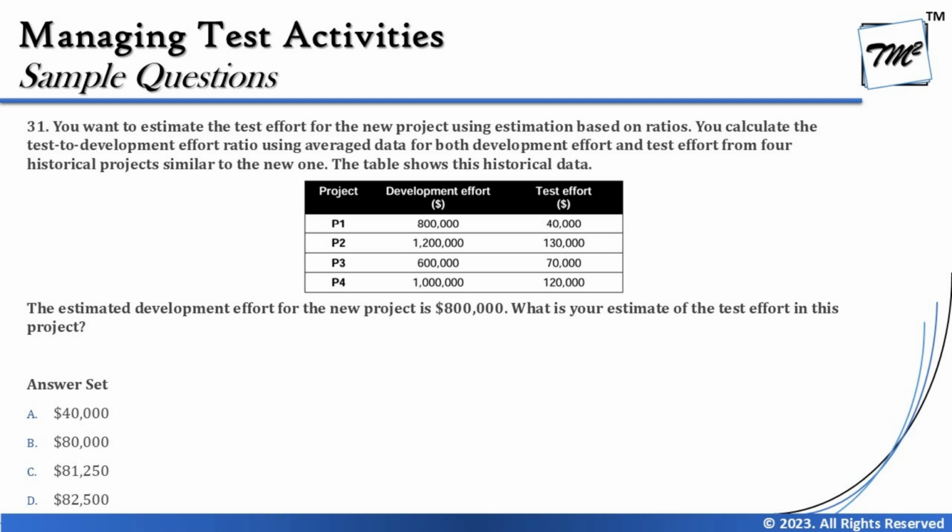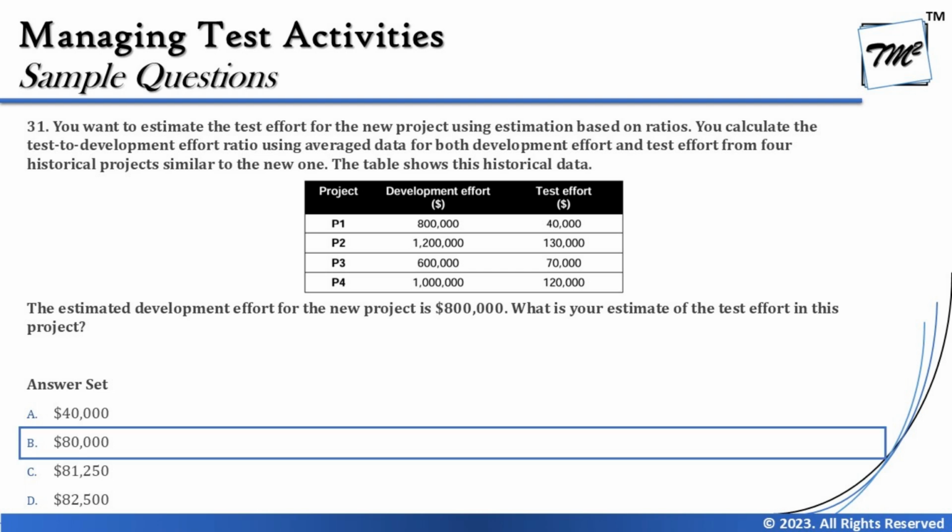So let's look at the options. The options we have are 40,000, 80,000, 81,250, 82,500, and you don't need me to conclude with the right answer. The right answer to this particular question is B, that is $80,000 is going to be the cost of the effort in terms of testing for this particular new project, which has the development effort as $800,000. So that's how simple the calculations can be from this particular technique, that is estimation, and you must be very much prepared for that, right? So let's move on to the next question.